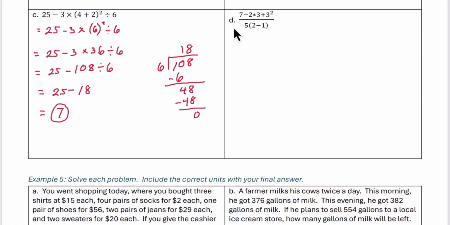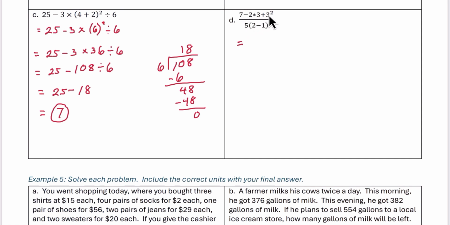In example D, we have another ugly one. This time we have a big division question. Whenever you see something like this, I think it's easier to treat the top and the bottom as two separate questions and then simplify the very final answer with the division. By that, I mean, let's focus on just the top.